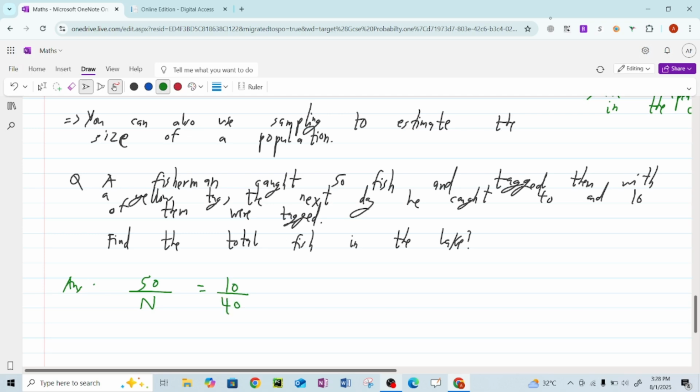Now we have a ratio over here. We can multiply them, meaning we make a cross over here. 50 times 40 will give you 2000, equal to 10N, and N will be equal to 2000 divided by 10. 0 and 0 cancel, so you have 200 fish in the entire lake. Okay, that's it for this one.